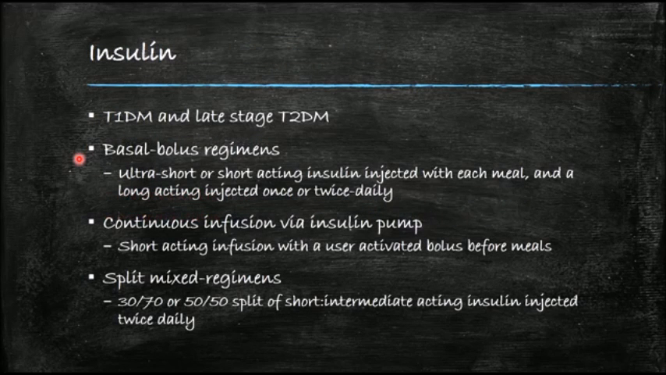Insulin is used in your type 1 diabetics and in your late stage type 2, and there's a few different regimens of how to do it. You've got your basal bolus and your split mixed. Those are the two most common. Basal bolus more so resembles an endogenous release of insulin, and so it's used for type 1 diabetics, where they have absolutely no insulin to go off.